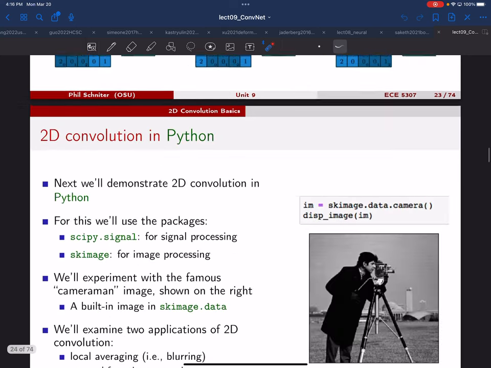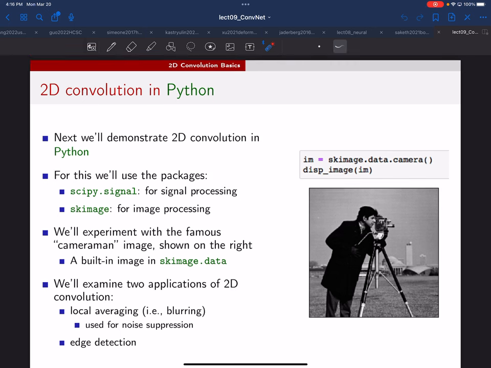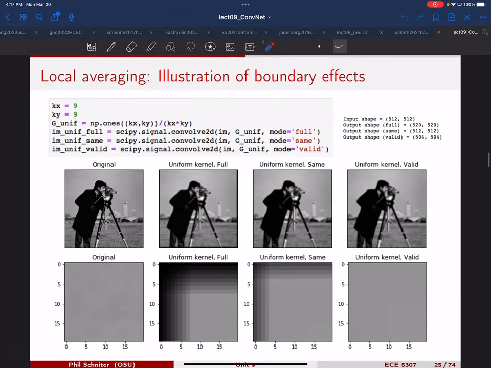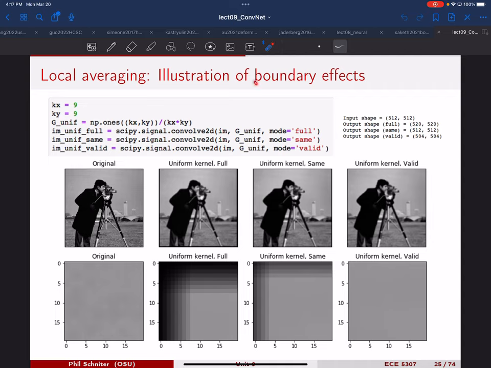Okay. All right, so let's talk a little bit about how we implement this in Python and see some examples. For this, we need the SciPy signal package and the skimage package. The skimage package has this kind of famous image called Cameraman. People have used it for decades in the image processing literature. So we're going to load that image. What's nice about Cameraman is it has some really nice sharp edges, and it has vertical ones, horizontal ones, and diagonal ones, so that's useful for some of the things we'll be looking at. So the first thing we're going to do is check out these different boundary effects.